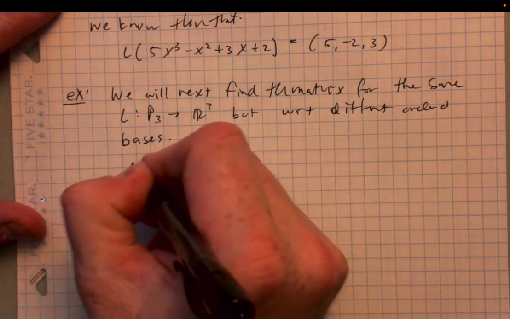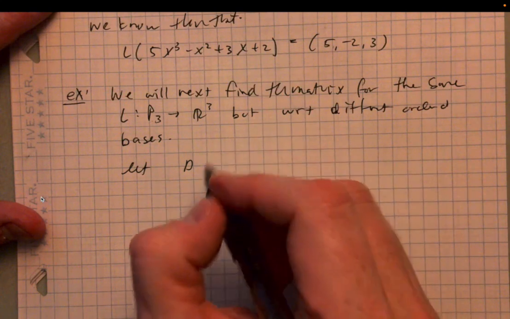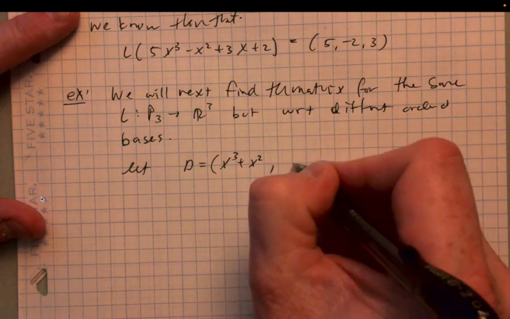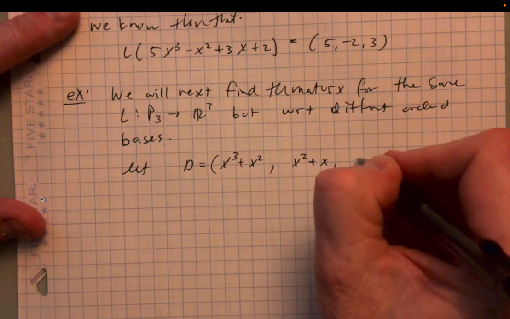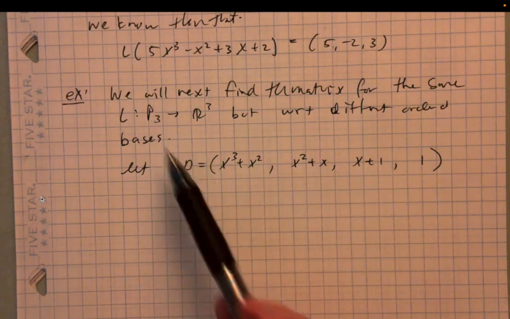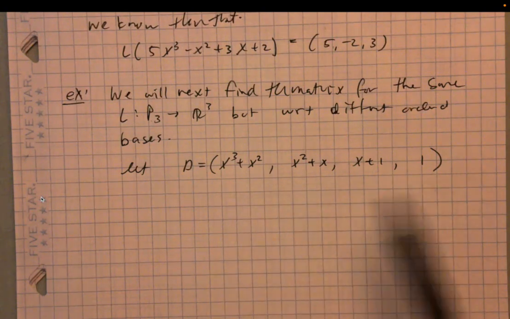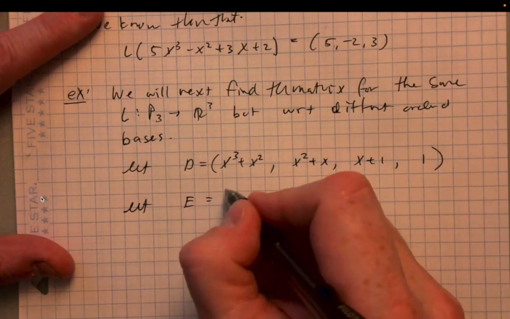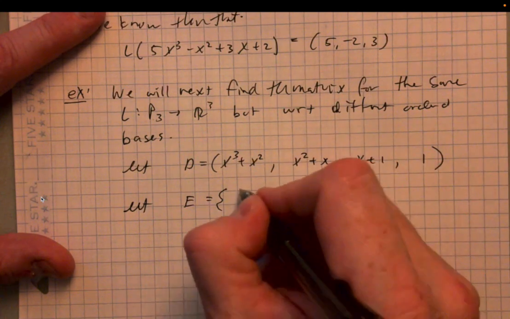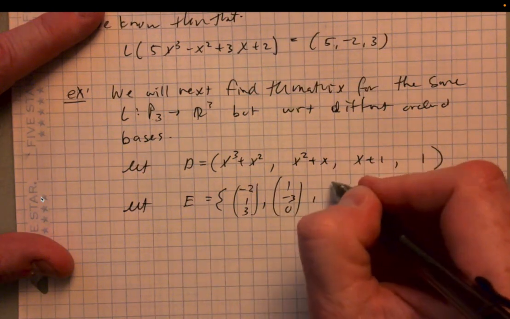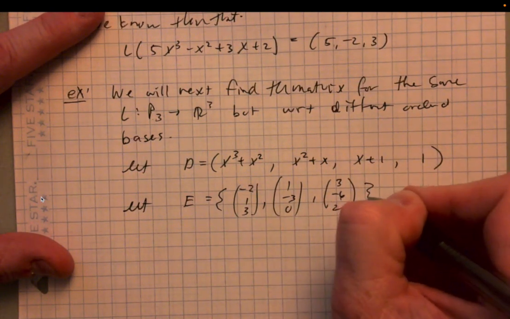All right, so let's let our domain basis be x cubed plus x squared, and then x squared plus x, and then x plus 1, and then just 1. So a more complicated basis. Before it was the standard basis for P3, which was x cubed, x squared, x, 1, and now we're doing something different here. And then let's let the ordered basis for E, and this is R3, instead of the standard basis, be -2, 1, 3, and then 1, -3, 0, and then 3, -6, 2. Okay.